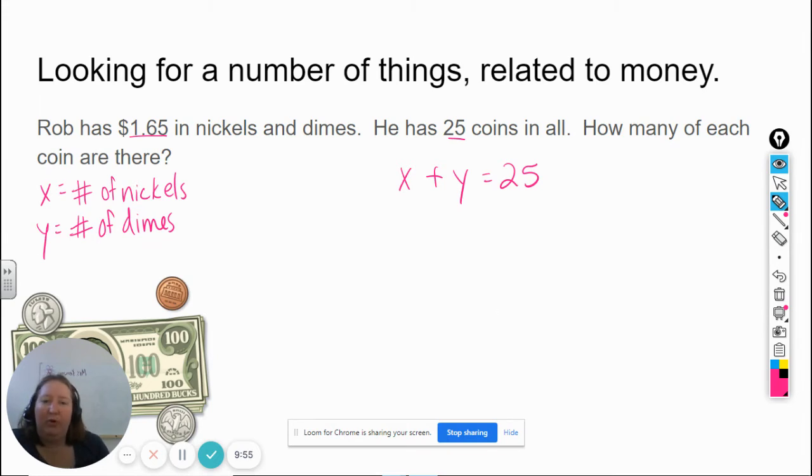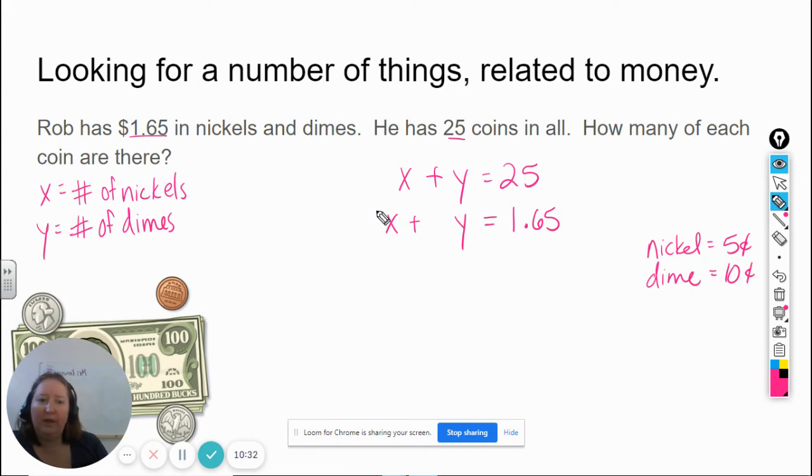I need some more numbers here, right? I need 1.65 to be my total, but how am I relating to X and to Y? I need something, but I have no numbers. Well, this is money, right? And this is a nickel. What's a nickel worth? A nickel is worth 5 cents, right? And a dime is equal to 10 cents, right? Okay, so let me come over here and I'll just put 5 and I'll put 10.